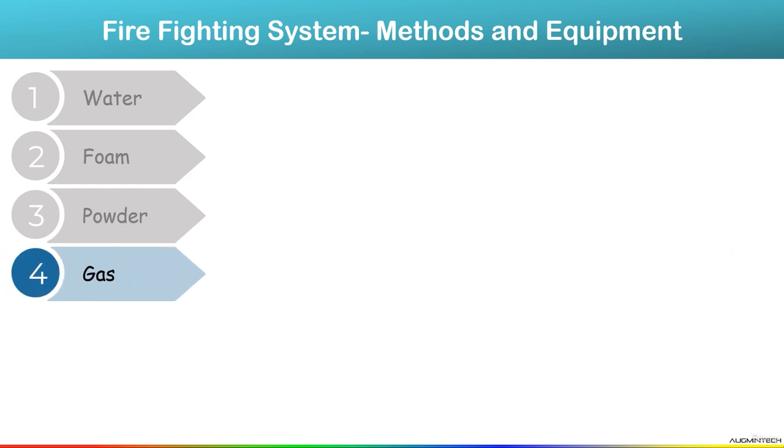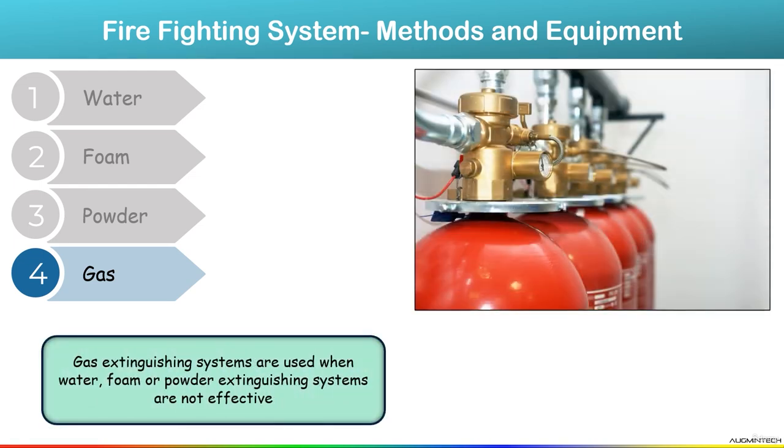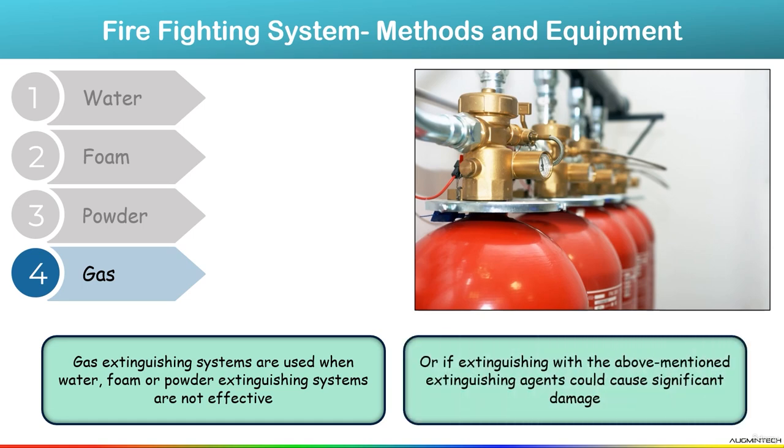Now the fourth is gas. So where do we have to use these gas extinguishing agents? Typical areas of use include all types of electrical switch rooms, IT rooms and server rooms. Here it is written: gas extinguishing systems are used when water, foam or powder extinguishing systems are not effective, or if extinguishing with the above mentioned extinguishing agents could cause significant damage.